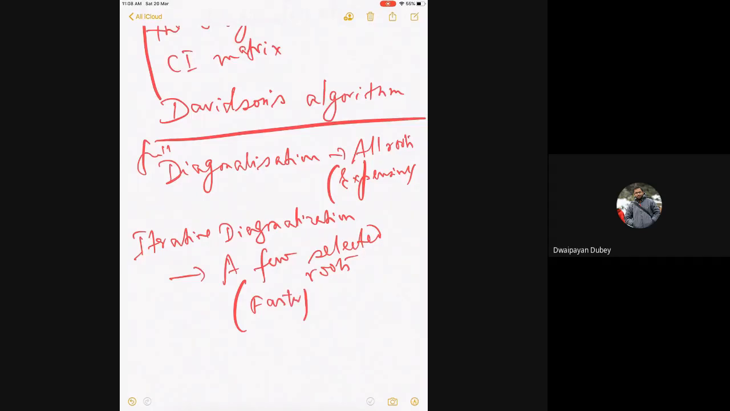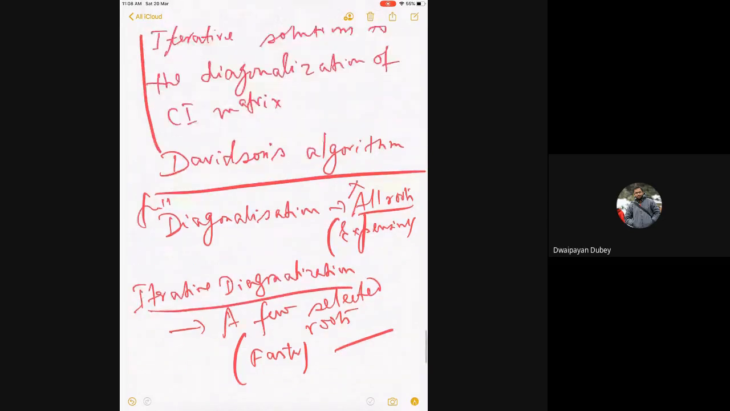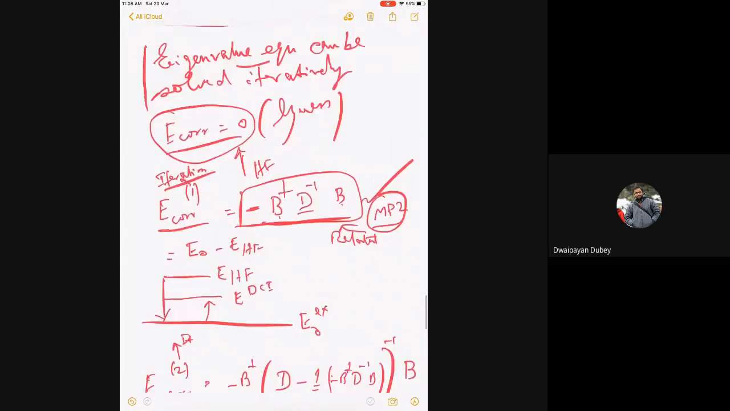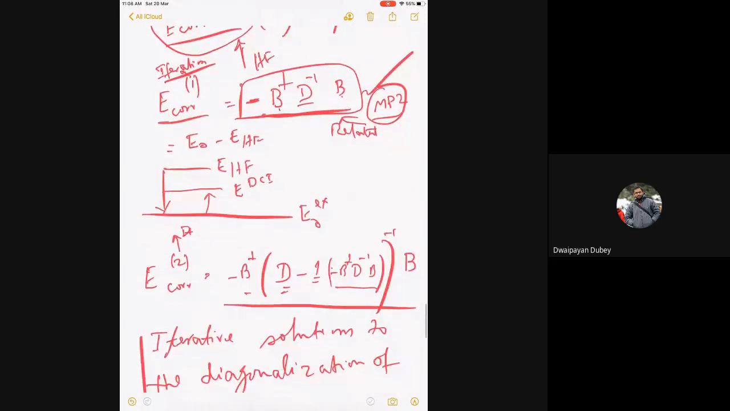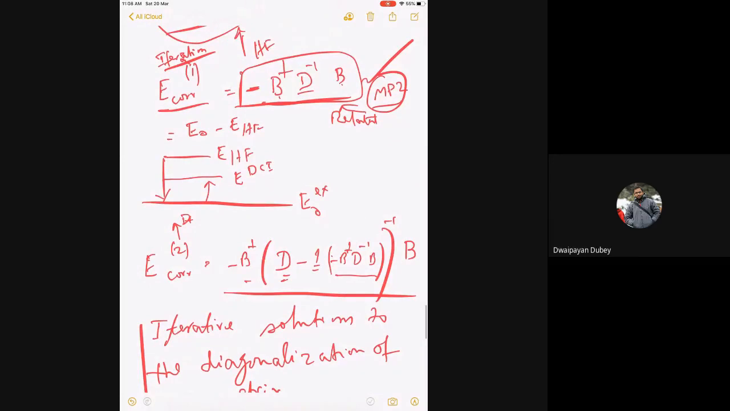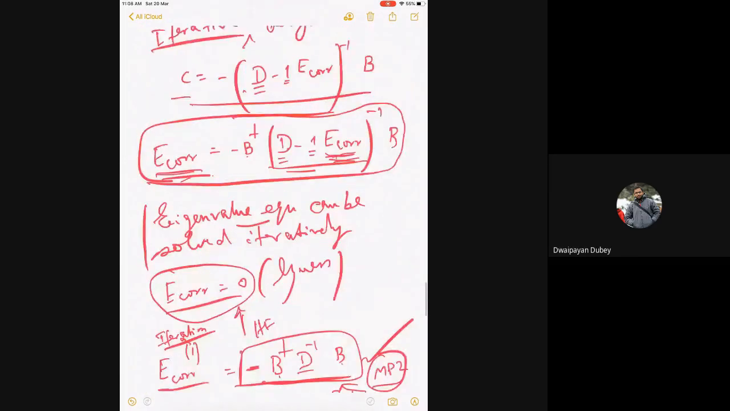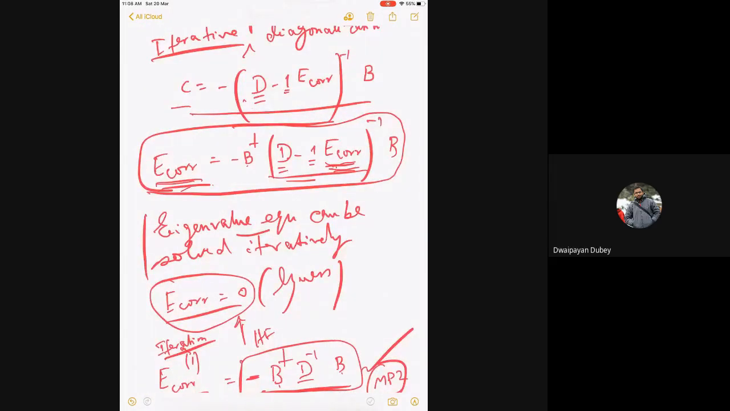Very often in quantum chemistry, we don't need all these roots. What do I do with all roots? Most of the time, I'm interested in the ground state and maybe a few excited states, a few other states. So the iterative diagonalization comes out very well. And the diagonalization procedure that I said, with E correlation equal to 0, gives you the ground state nicely. So this gives you a very nice recipe to converge to the ground state, the lowest state.